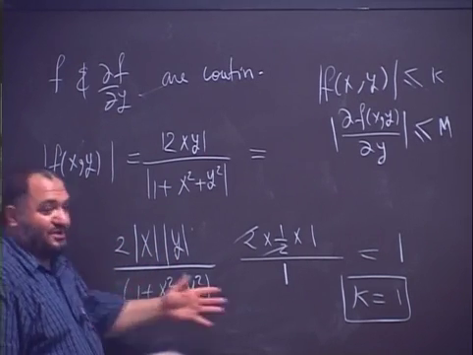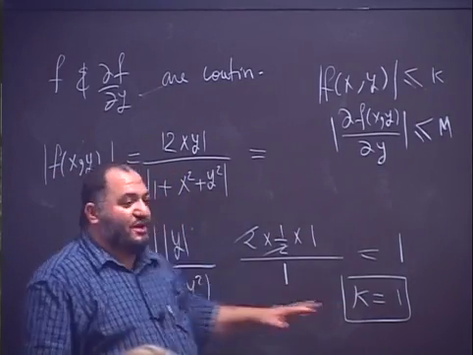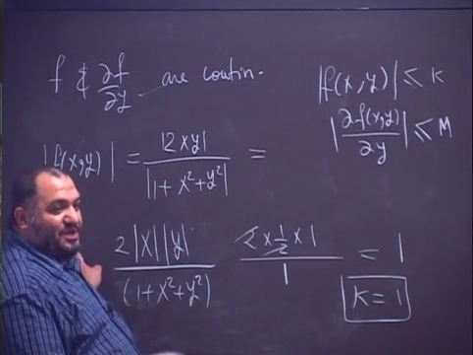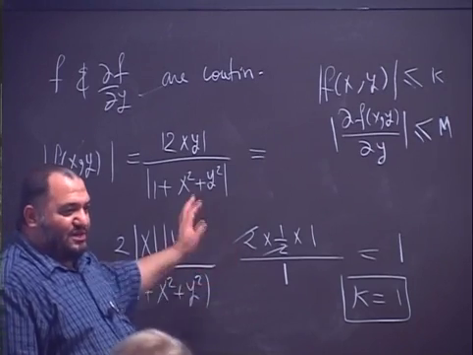So the maximum here is k equal to what? K equal to 1. If you substitute with any values and try to find where the maximum is for x and y, just differentiate this by x and differentiate it by y, set equal to 0, and then you will get the values that will maximize this.